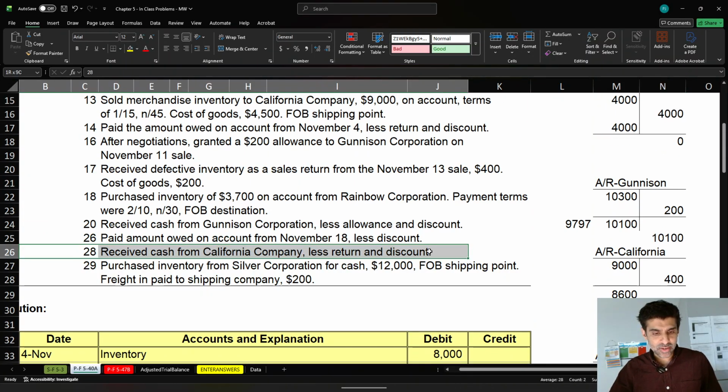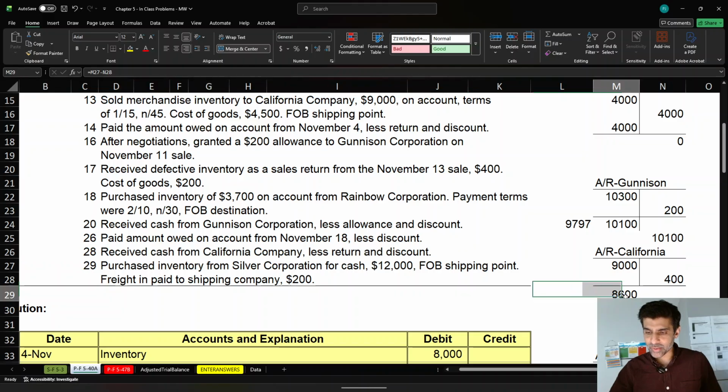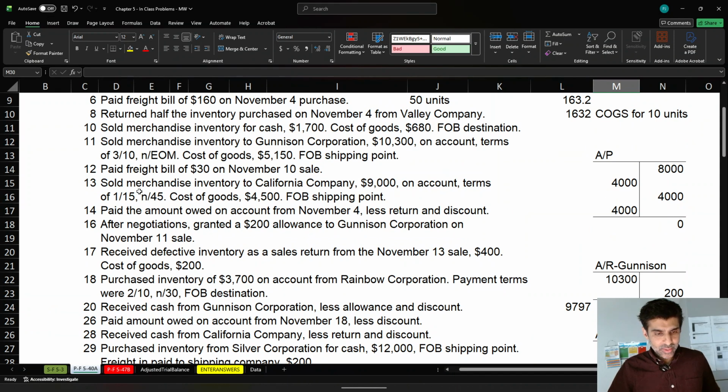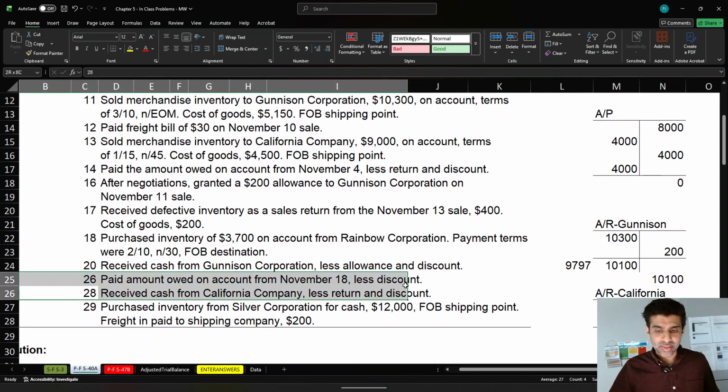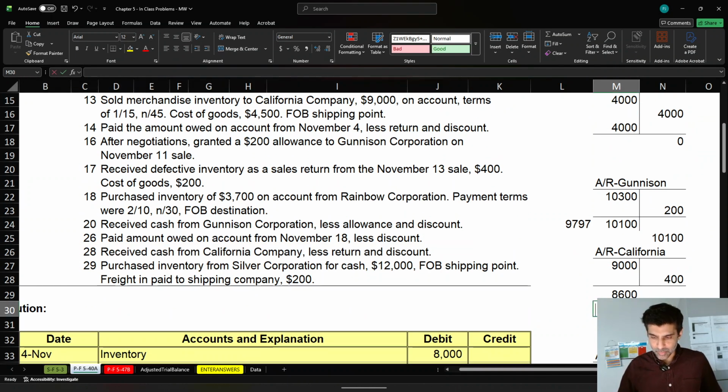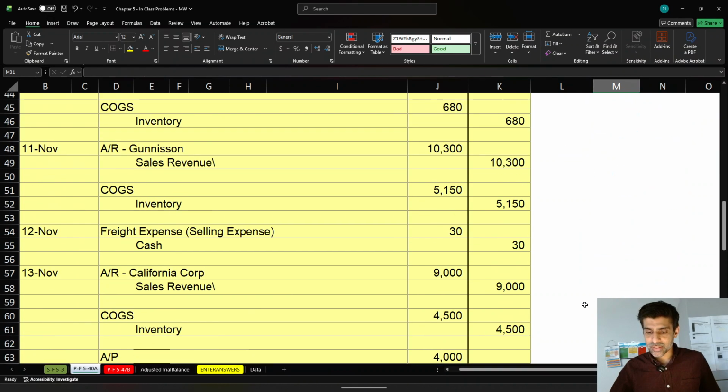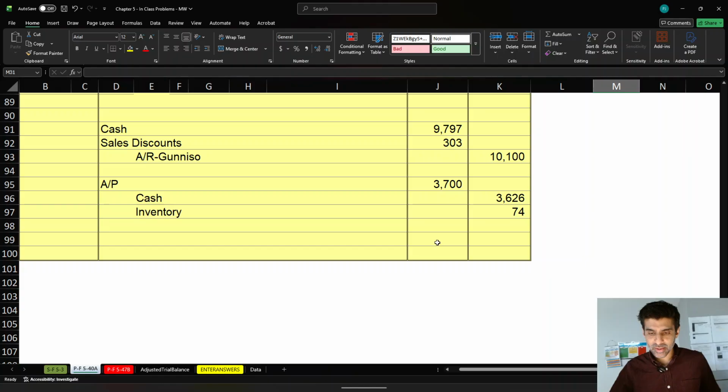Okay, so the next one is received cash from California company, less return and discount. So again, this is our balance net of the return. California company had 1/15 net 45, so they had till the 28th to pay. They're paying on the exact last day to get the discount. So they're going to pay us in cash 99% of this, so I'm going to multiply it by 99. So it's 8,514 is the cash we're receiving.